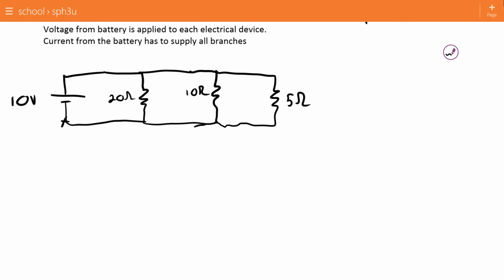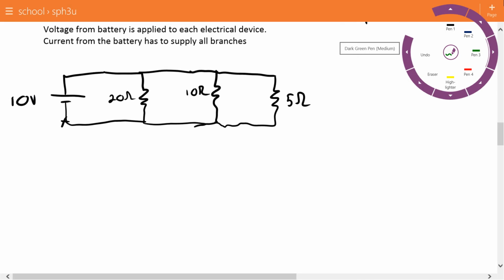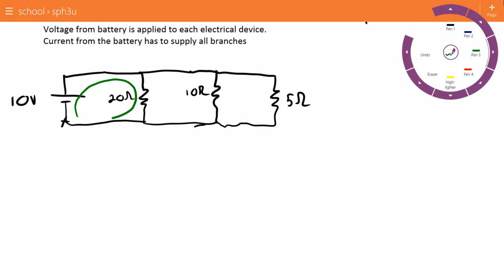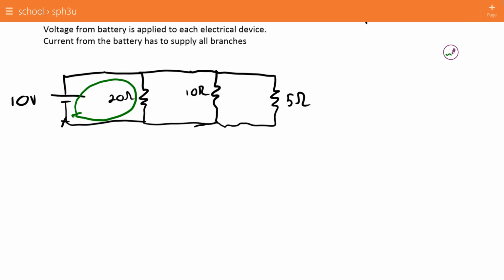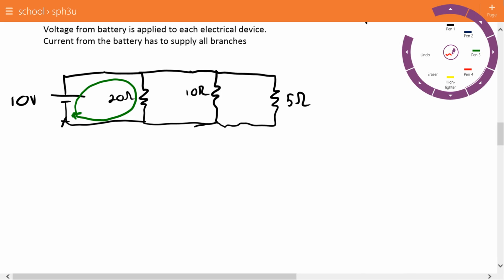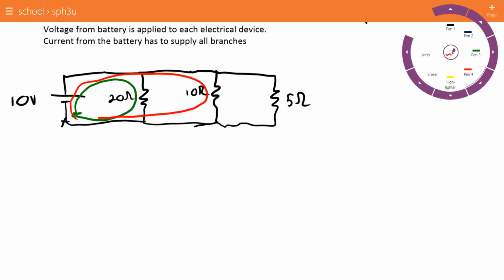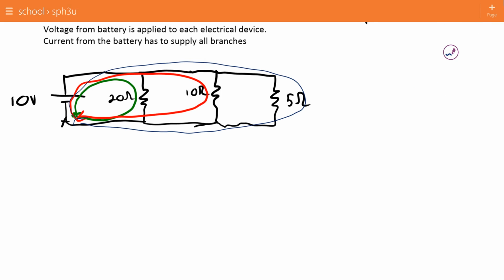When we consider closed loops around this circuit, what we can see is for any closed loop, regardless of whether we look at that one, or this one, or the final one here, when we take a pathway from below the battery back through and back down to the battery, we end up only going through one resistor at a time.